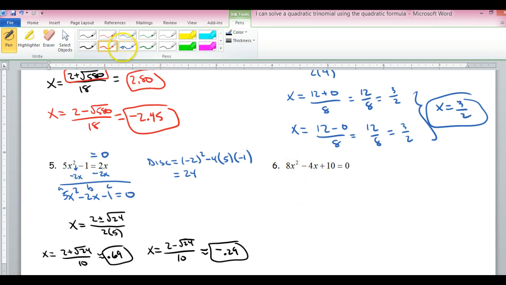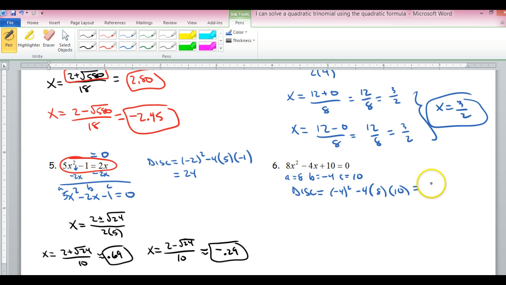Now the last problem. Okay, if I gather A, B, and C here, I have A is 8, B is negative 4, C is 10. When I evaluate the discriminant, I get negative 4 squared minus 4 times A times C. When I evaluate that discriminant, I end up with negative 304. When you go to plug this into the quadratic formula, the opposite of b is 4, plus or minus the square root of negative 304, all over 2 times 8, what happens is you get an error. That's because you cannot take the square root of a negative number.